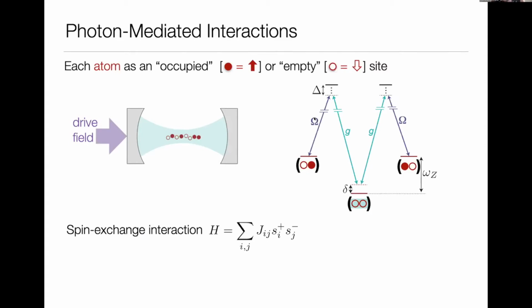So there's a drive field, and this other arrow here represents the cavity mode. So I can turn on a process controllably where an atom can flip its spin and put a photon in the cavity. That photon can be absorbed by another atom that flips its spin. And so the cavity can mediate flip-flop processes that are basically as long-ranged as the cavity mode is spatially delocalized. That's the scheme.